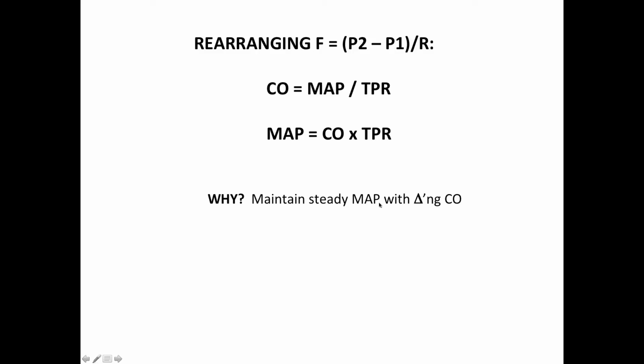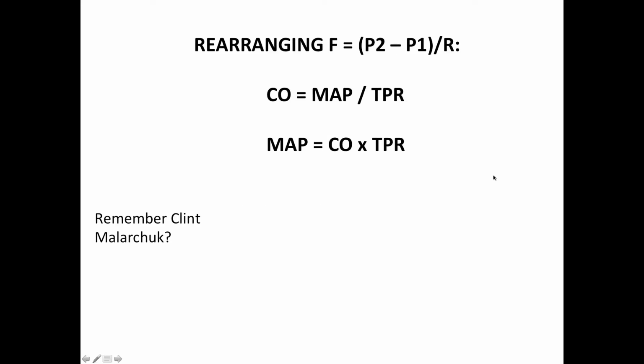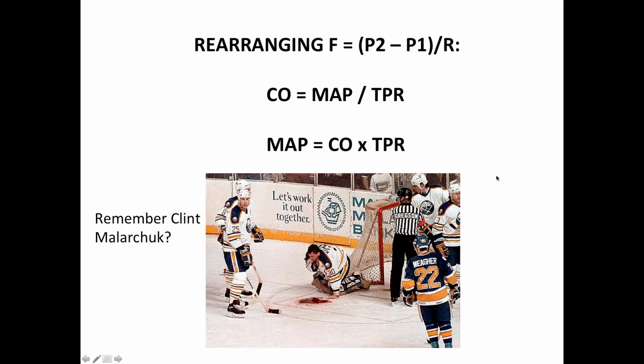So why do we need to modify flow on the global level? It's to maintain steady mean arterial pressure in the presence of changing cardiac output. Remember our boy, Clint Malarchuk? Yeah, that's this guy, the hockey player. Remember him? There's the blood on the ice. Blood pouring out of his neck. And one of the conclusions we drew from lecture was that this is going to reduce blood volume.